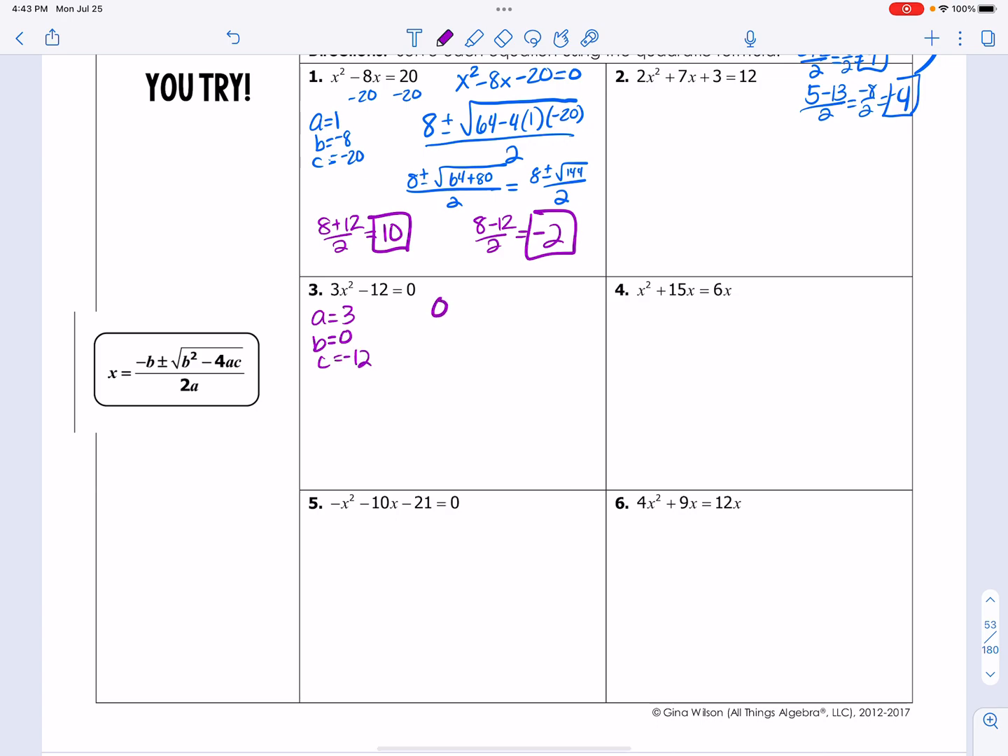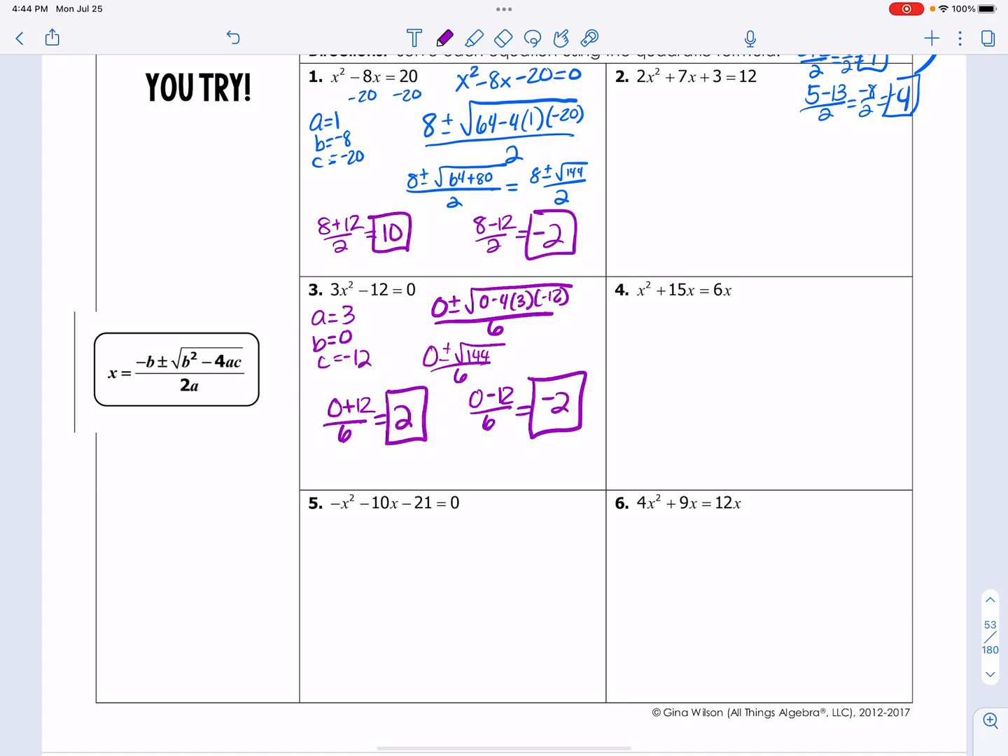Okay, so you're going to do 0 plus or minus the square root of 0 minus 4 times A times C, all over 2A. So if I do on my calculator, negative 4 times 3, that's a negative 12, and a negative 12 times a negative 12 is a positive 144. So you're going to have 0 plus 12, because that's the square root of 144, over 6, so that's 2. And you're going to have 0 minus 12 over 6, so that's a negative 2. So those are my 2 answers.